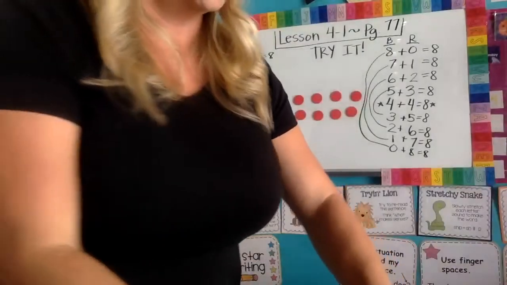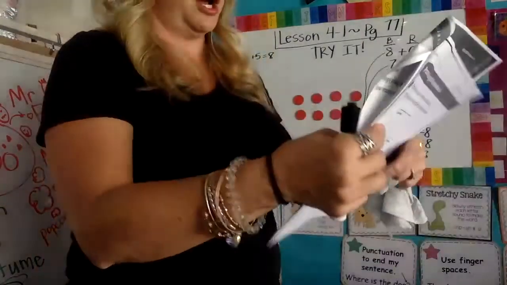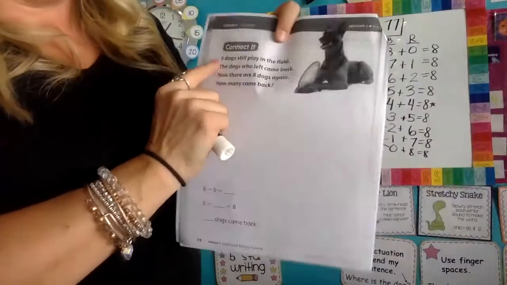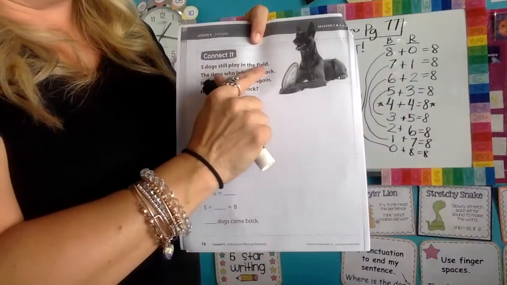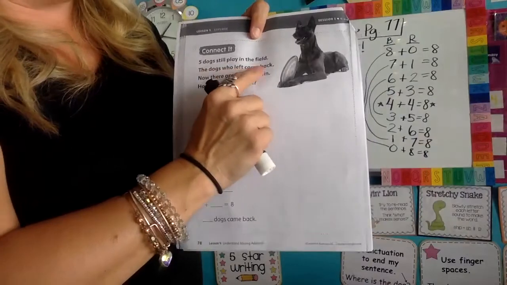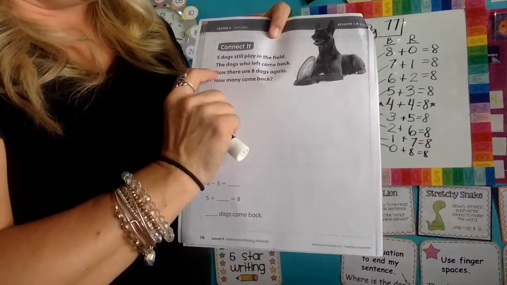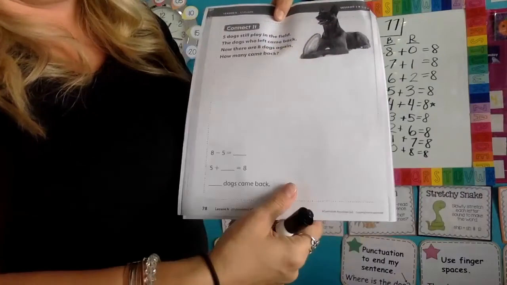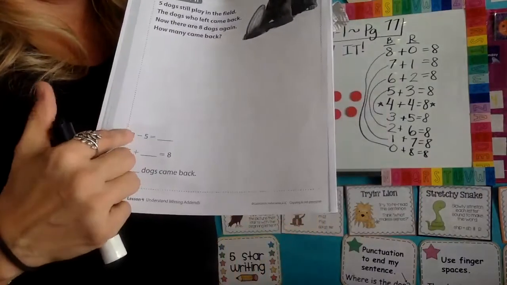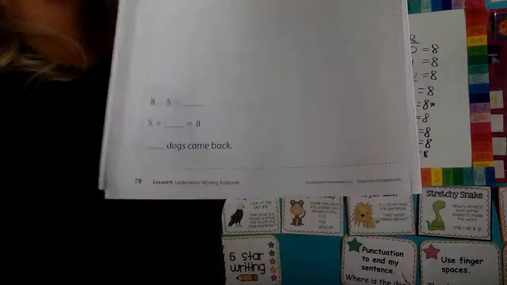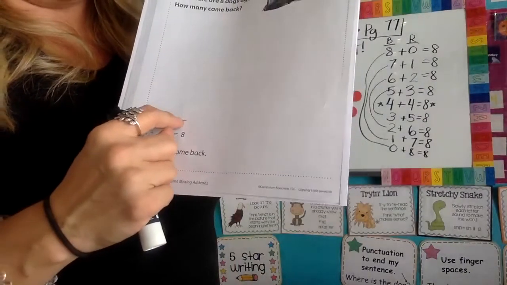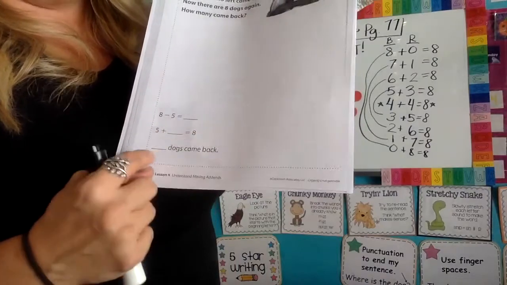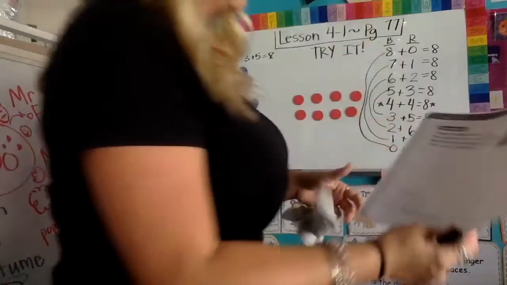Okay. Now you're going to turn the page, and we are on page 78. It says connect it. 5 dogs still play in the field. The dogs who left came back. Now there are 8 dogs again. How many came back? So we're doing a fact family. 8 minus 5 equals 5 plus blank equals 8. Blank dogs came back. So I'm going to erase this.